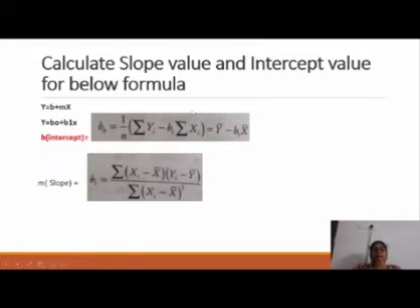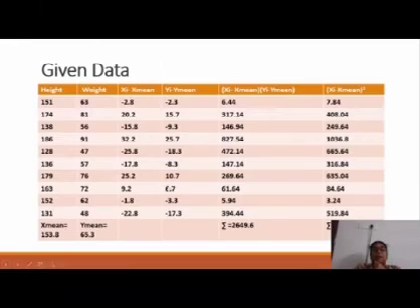So how will you calculate b0 and b1? You have to calculate that with this formula. How will you apply this formula? See, height and weight are given. xi is the mean, yi is the mean. So xi is the mean of the full height data. How will you calculate the mean?